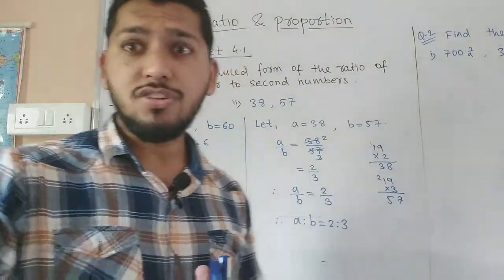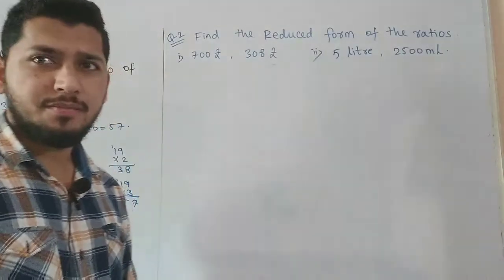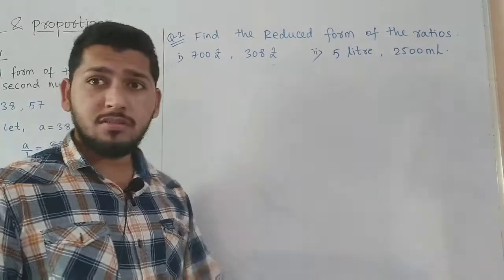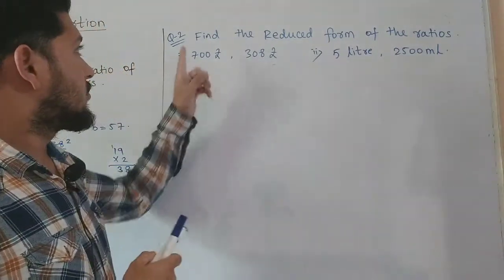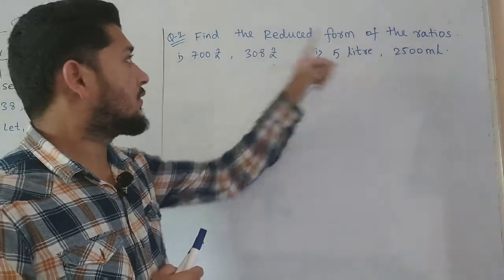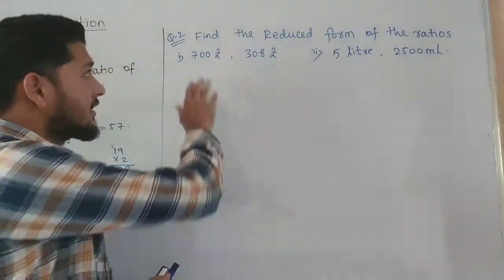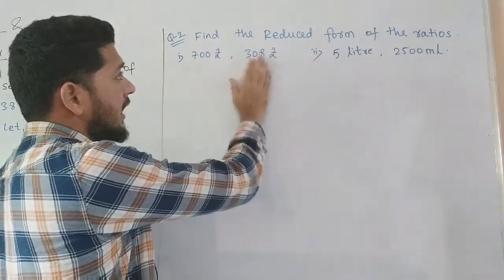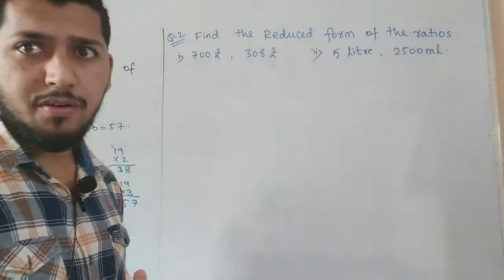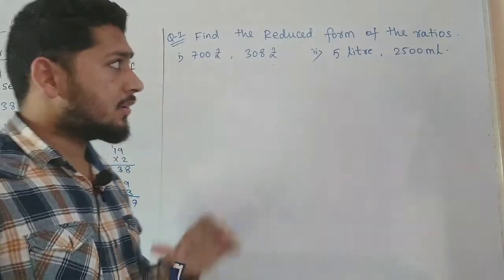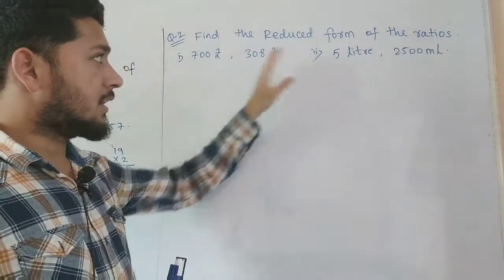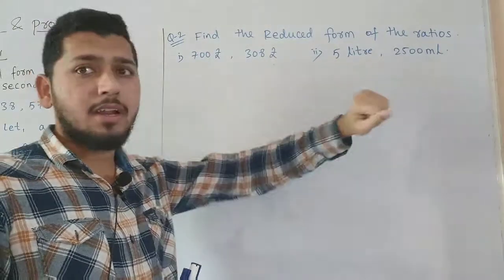Now we will proceed with question number 2. Good morning students. Now this is the second question. The question says to find the reduced form of the ratio. So here two quantities are given. The first quantity is 700 rupees and 308 rupees. Here the value is given in the form of rupees, and here the value is given in the form of liters and milliliters.